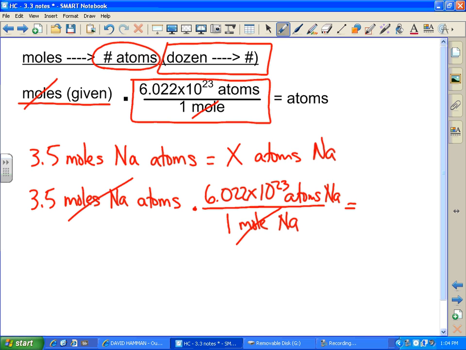The calculator will come up with several digits. If we look at significant figures, we have 2 and 4, so our final answer, rounded from our calculator, would be 2.1 times 10 to the 24th atoms of sodium.